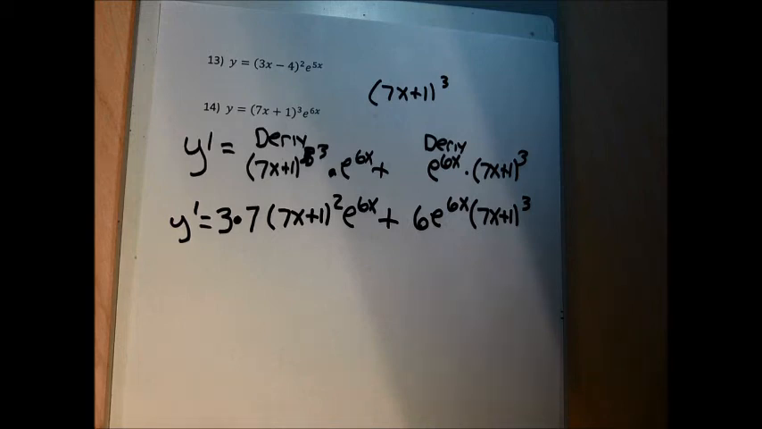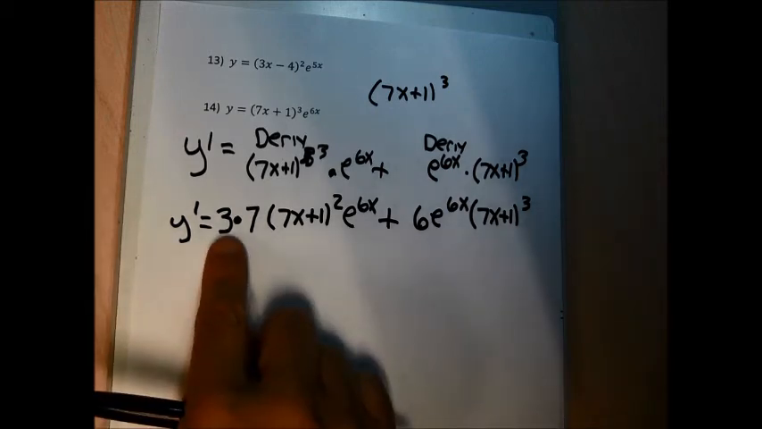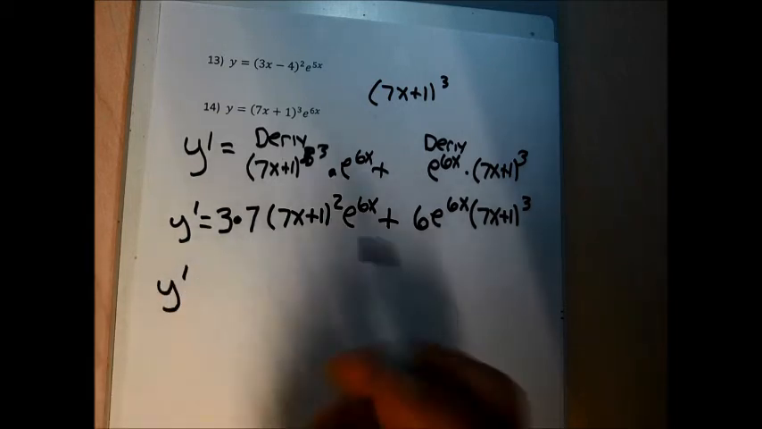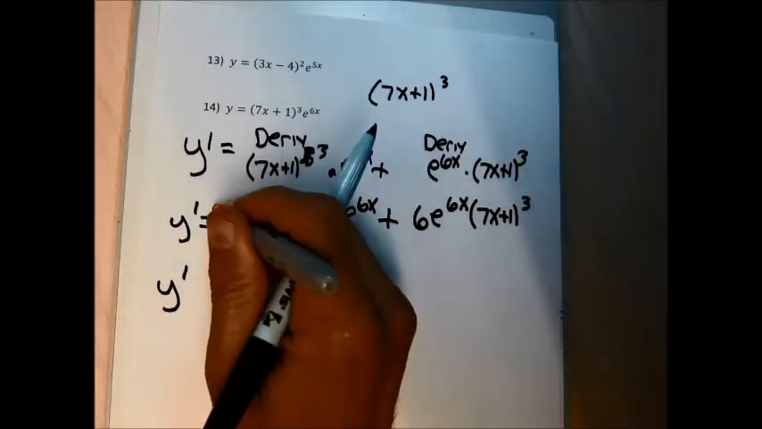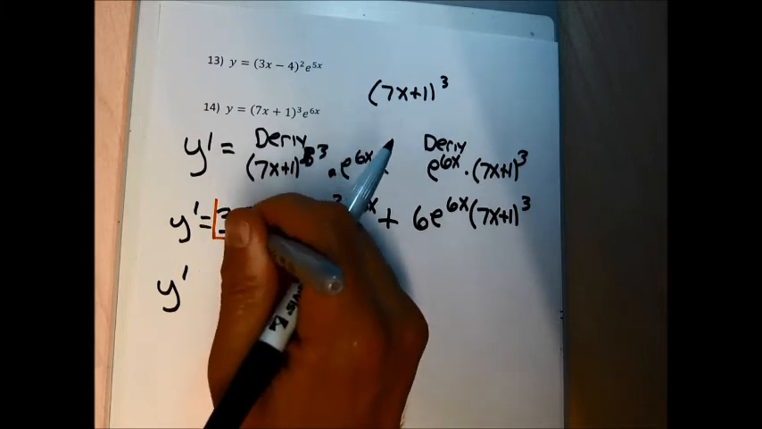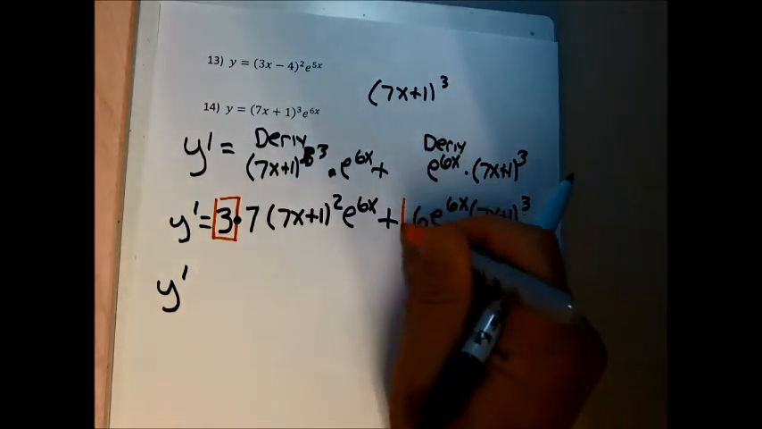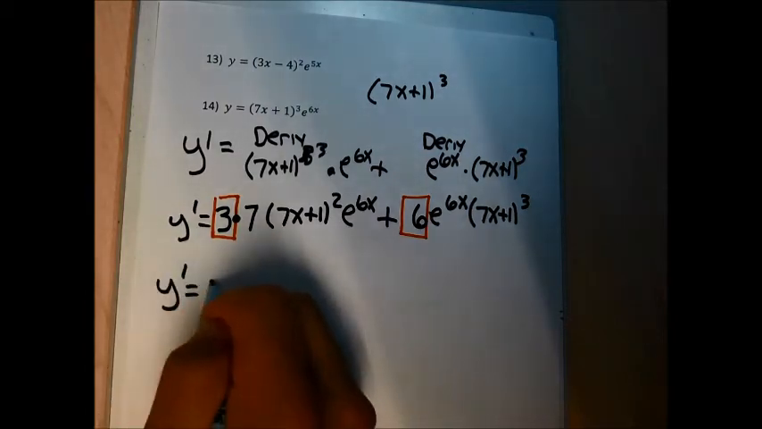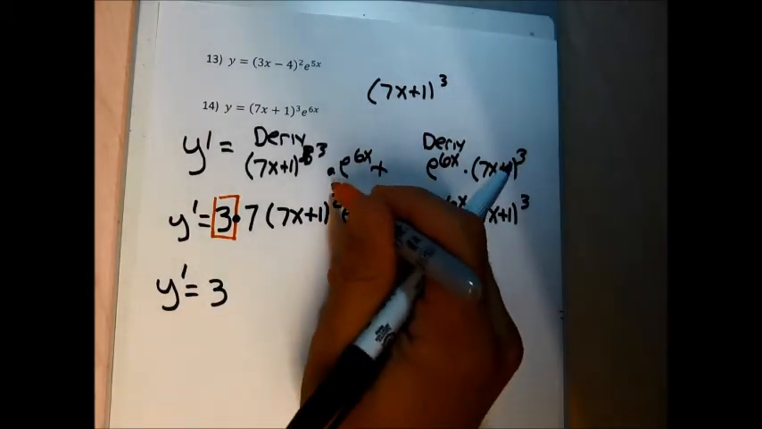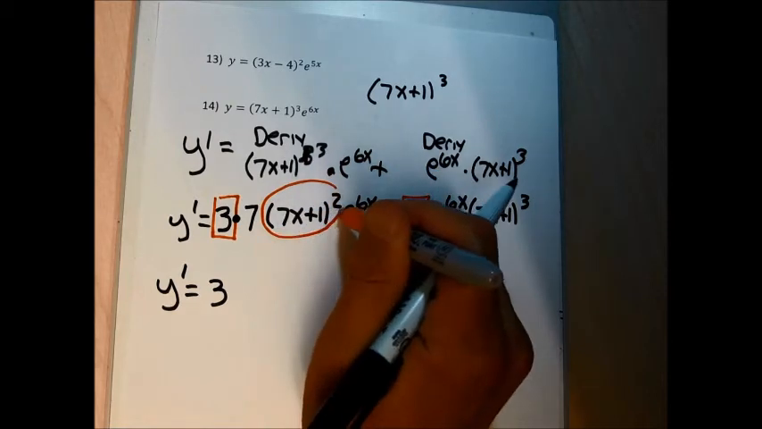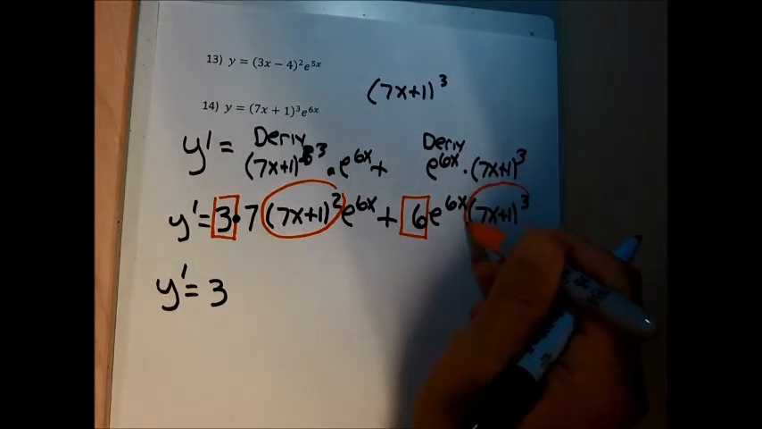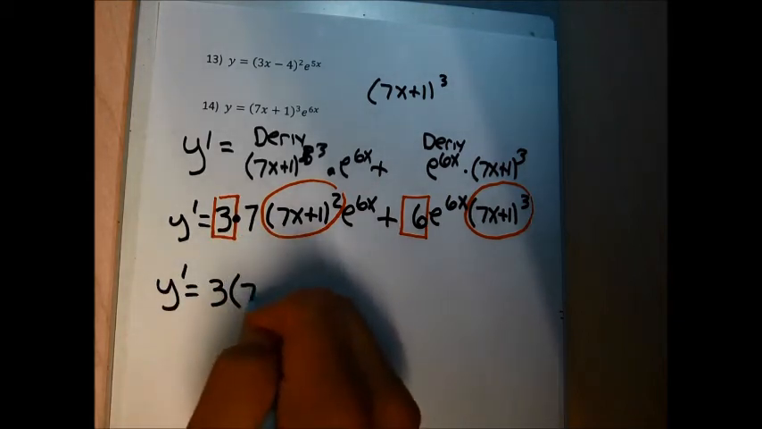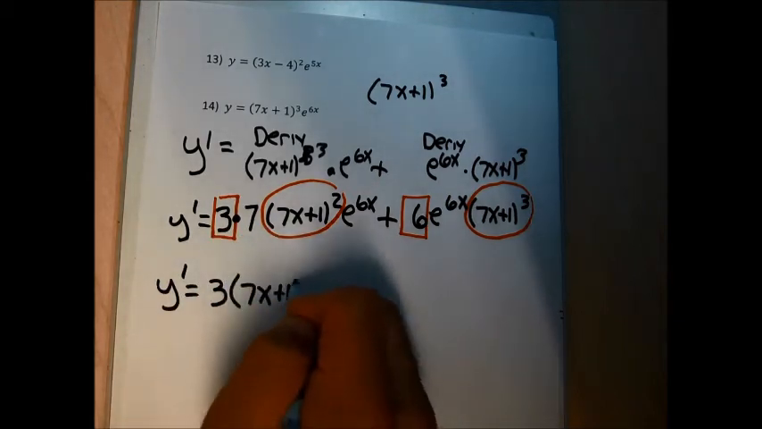I could, on the next line, multiply this 3 and 7, but I'm going to have a big old common factor, and that 3 is going to be part of my common factor, so I'm not going to multiply that out. So now I'm going to look for common factors. Between that 3 and that 6, there's a common factor of a 3. Between this 7x plus 1 squared and that 7x plus 1 cubed, there's a common factor of 7x plus 1 squared. You take the smaller of the exponents.